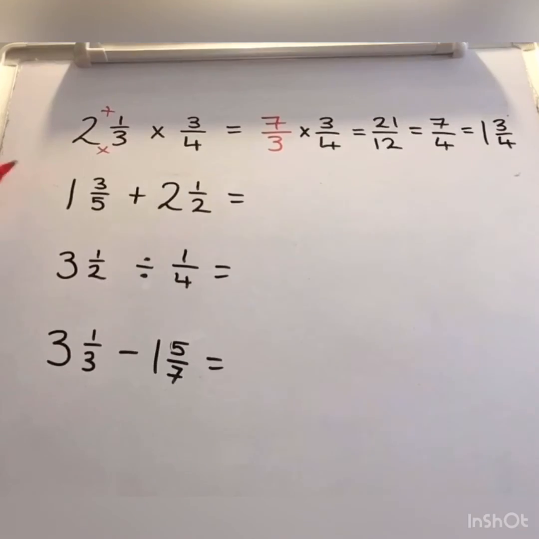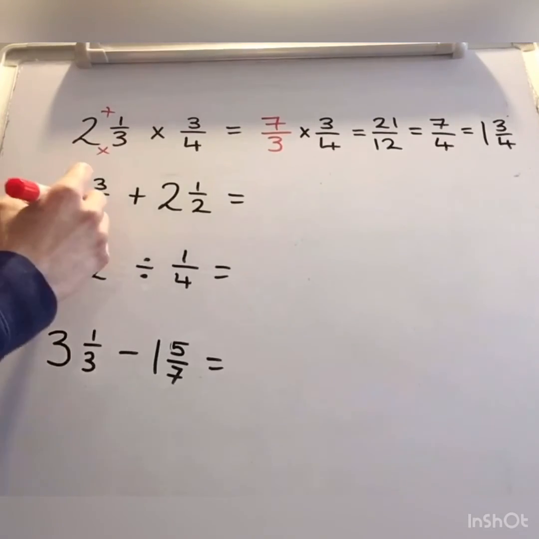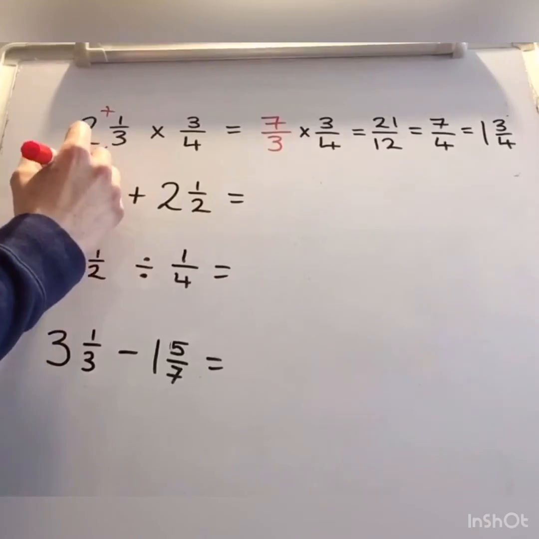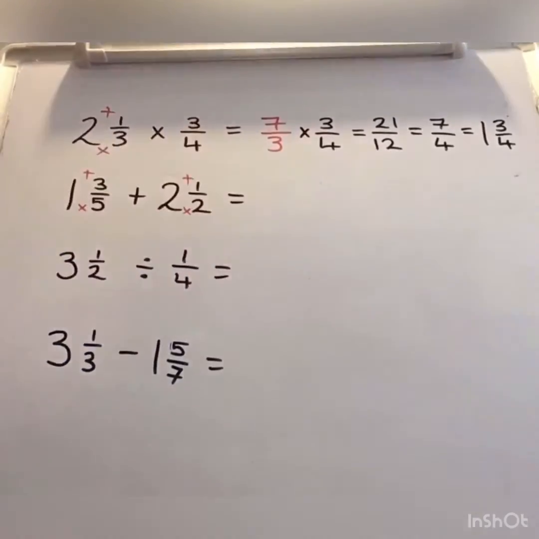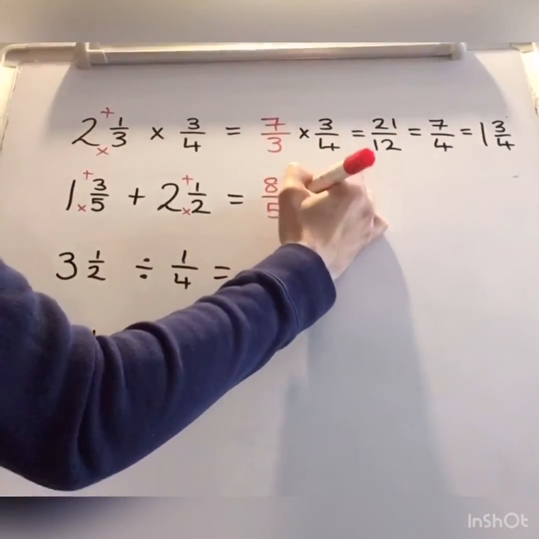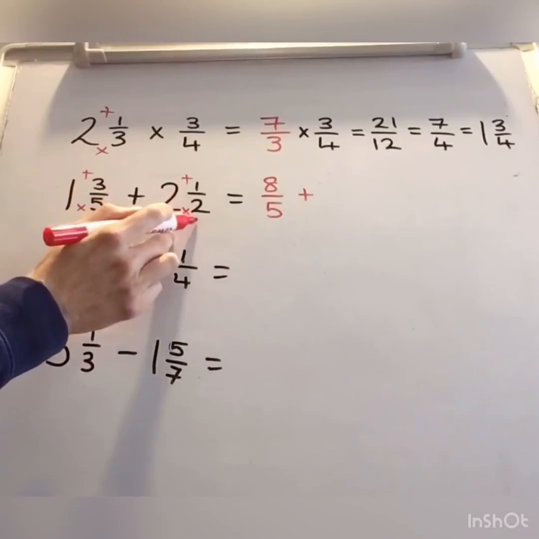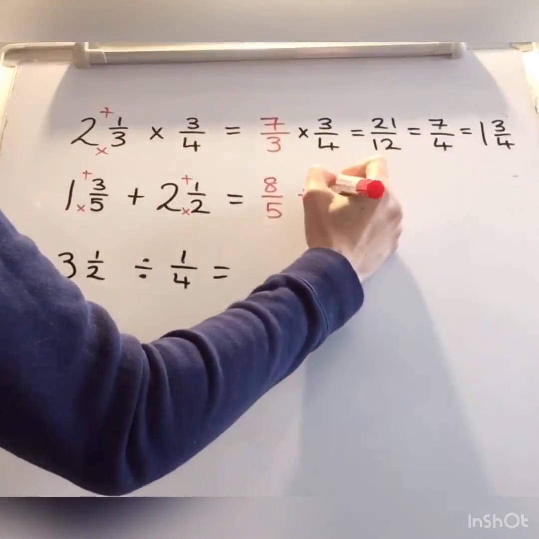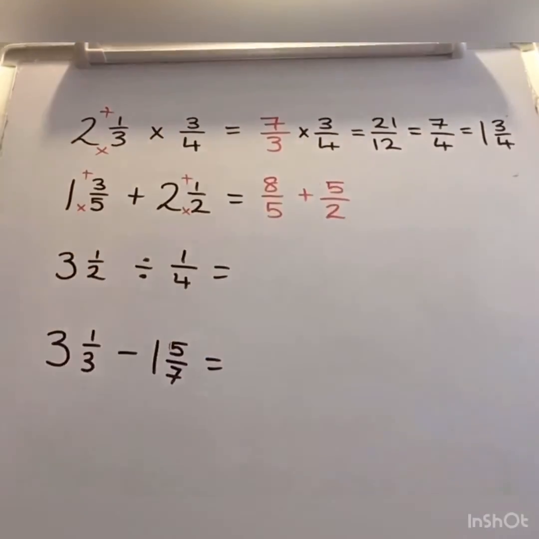So the addition and the subtraction, in my opinion, are two of the most difficult questions to be able to do with mixed numbers, because there's a lot of work to it. So what we'll do first is we will convert them both into improper fractions. So 1 times 5 is 5, 5 add 3 is 8. So we have 8 over 5 plus 2 times 2 is 4, add the 1 is 5 over the 2.